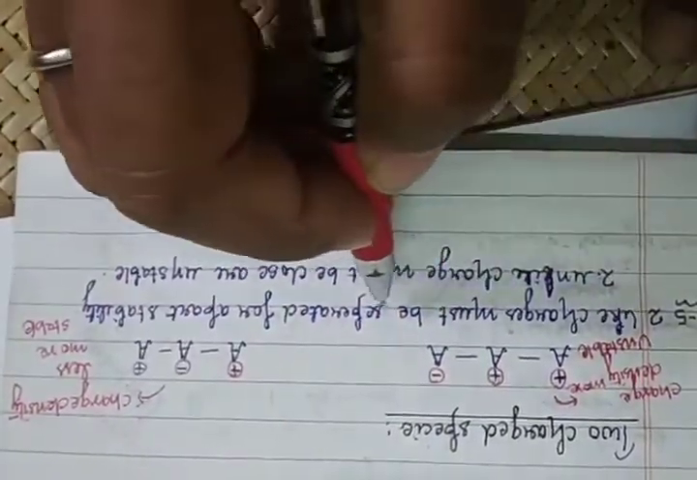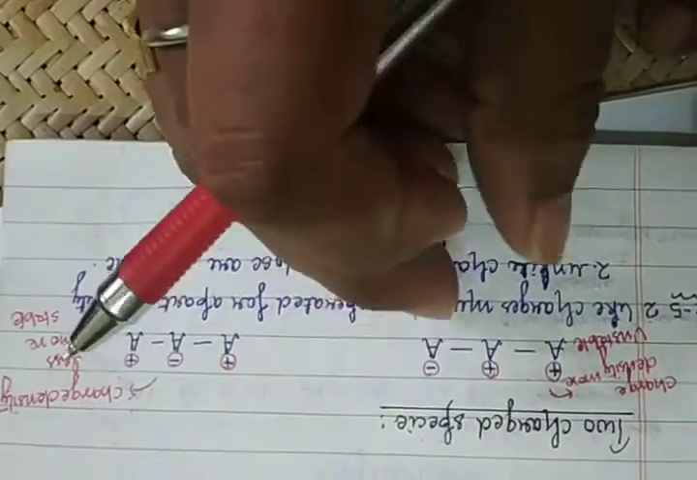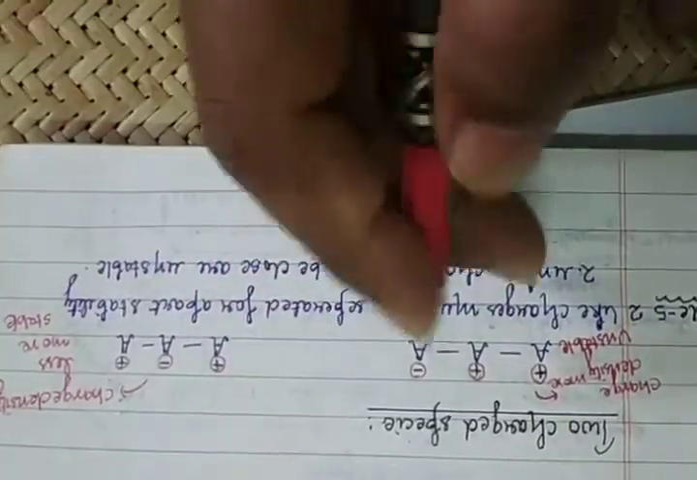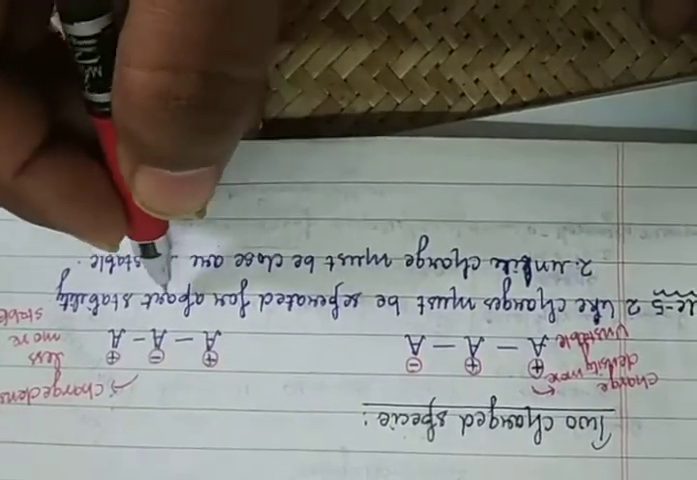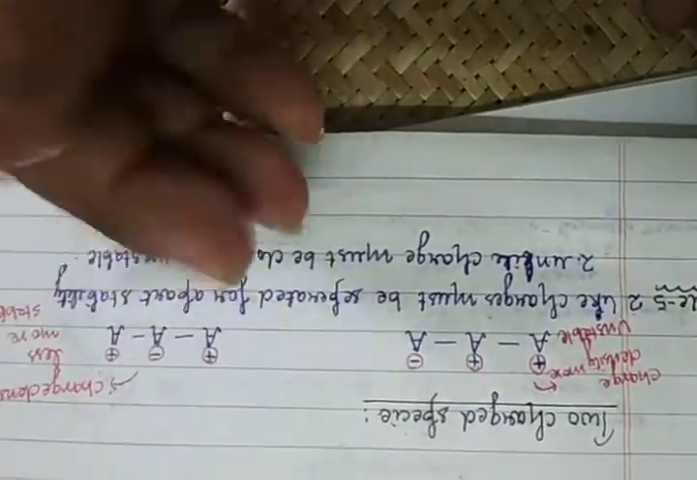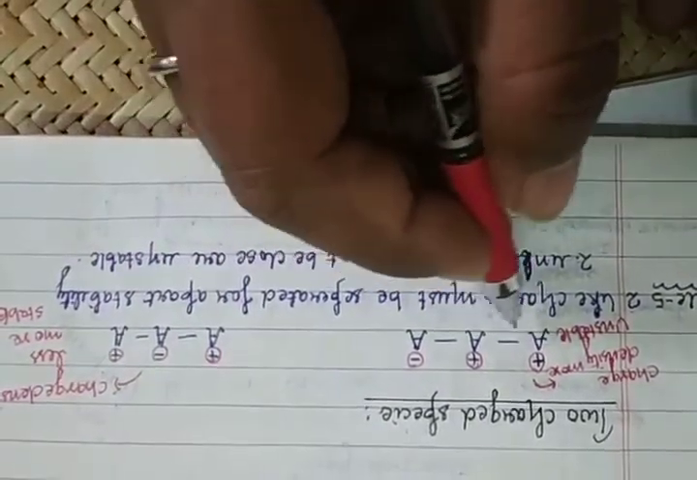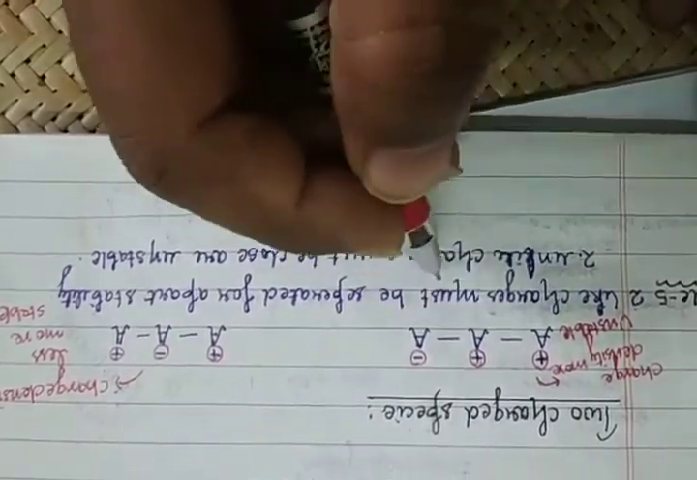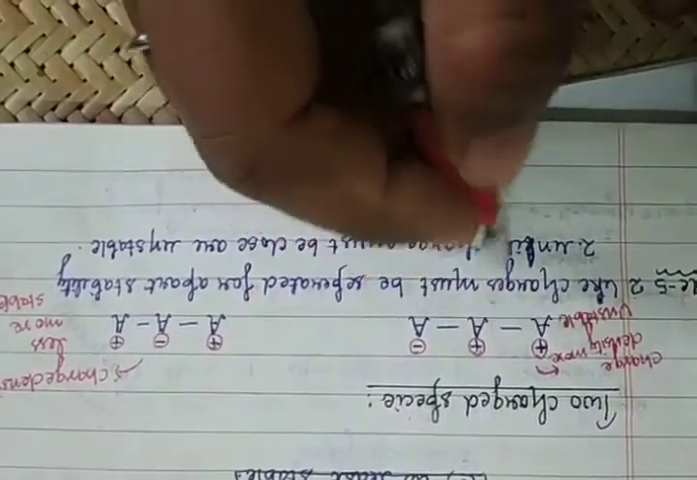Two like charges must be separated far apart. Suppose you have the same charge. So these 2 atoms have positive charge. It is near, right? But like charges must be separated far apart. If they are far, then there is no problem. So the compound shows stability, but these 2 atoms are in near position, na? That's why, suppose this is an unstable compound.